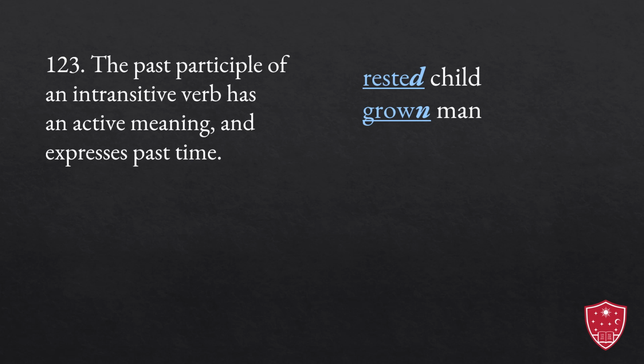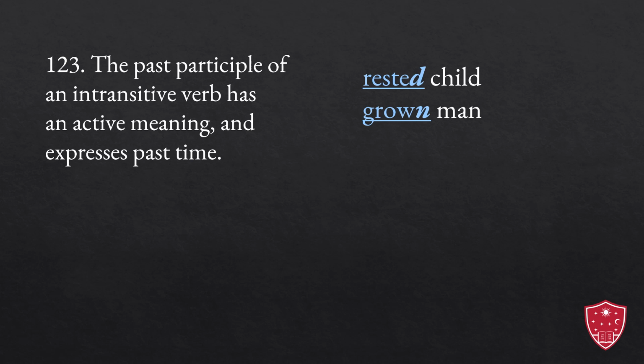And what Article 123 tells us is that these will have an active meaning and they will express past time. So in the previous article, we learned that past participles of transitive verbs have a passive meaning, like the broken window, the window that was broken by someone else or something else. It's passive. But these past participles, because they're formed from intransitive verbs, they have an active meaning. So let's take a look.